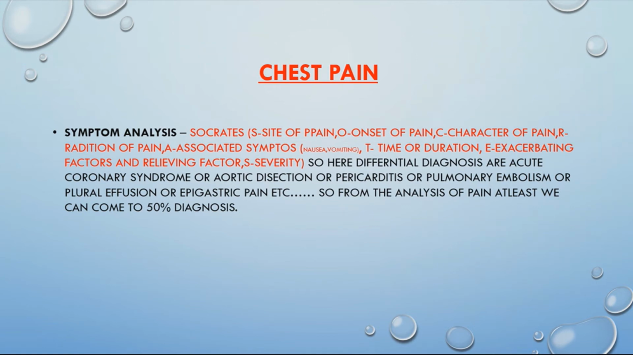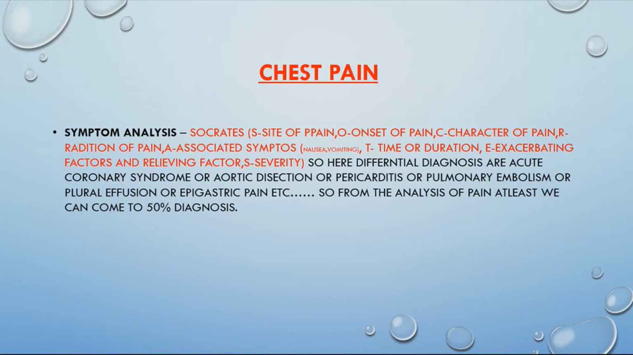So these are the characters of the pain, and then radiation of pain. If you see pain in the chest, it may radiate to the jaw and the left upper arm, or it may radiate to the scapular region, the backside. And then associated symptoms, it may be associated with nausea, vomiting, and then time or duration, how long you have had the pain, and E for exacerbating factors, when you are exposed to cold or when you do any hard work, and the relieving factor, we have to ask when you feel the pain is low, and then S for severity.